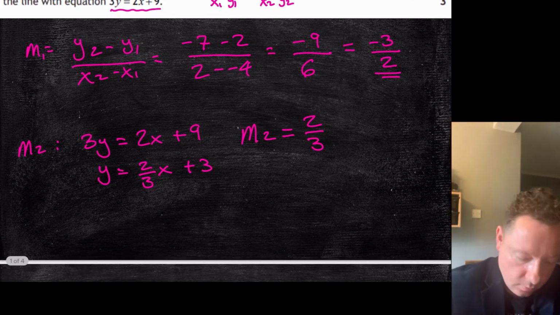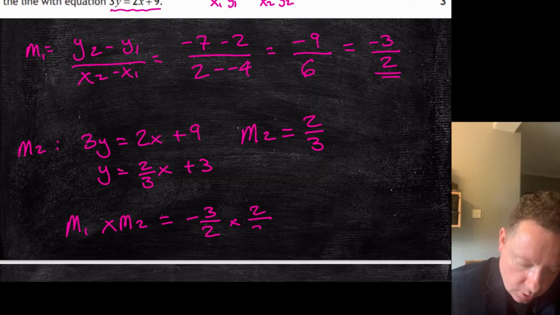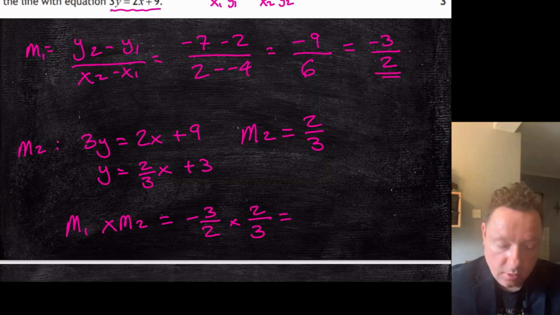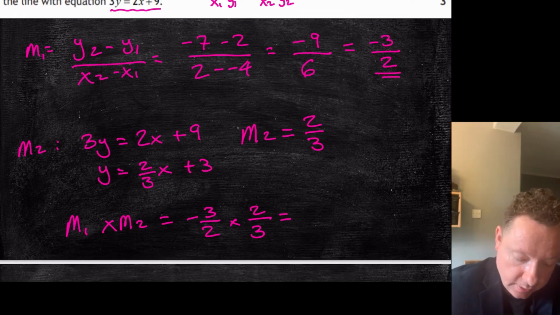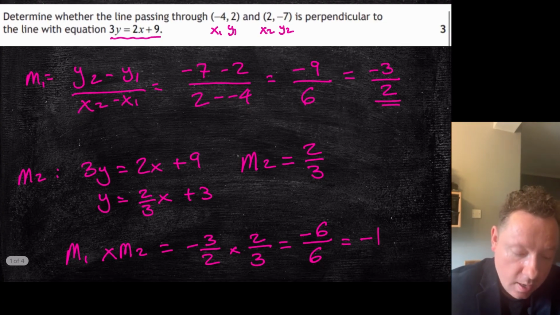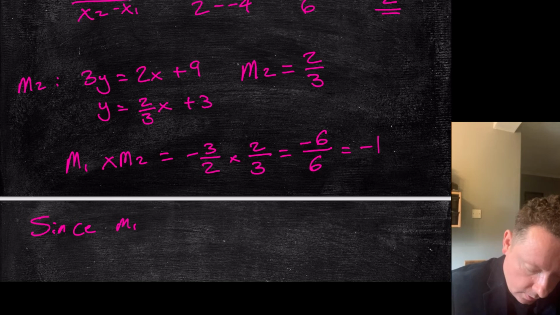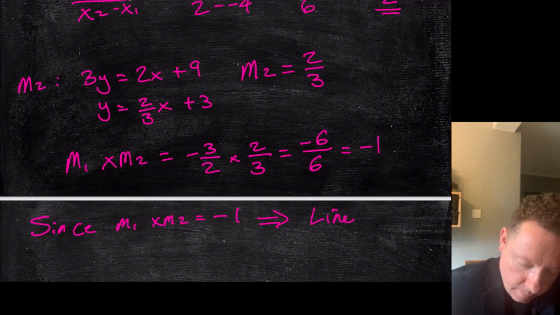So now we just check what is m1 times m2. Well, m1 is minus 3 over 2 times m2 is 2/3. Simplify in advance or after the fact, I'll just do it after the fact. Minus 3 times 2 is minus 6. 2 times 3 is 6. That gives minus 1. And then you need to write a little statement. Since m1 times m2 is minus 1, the lines are perpendicular. Since m1 times m2 equals minus 1, that implies the lines are perpendicular. And we're done there.